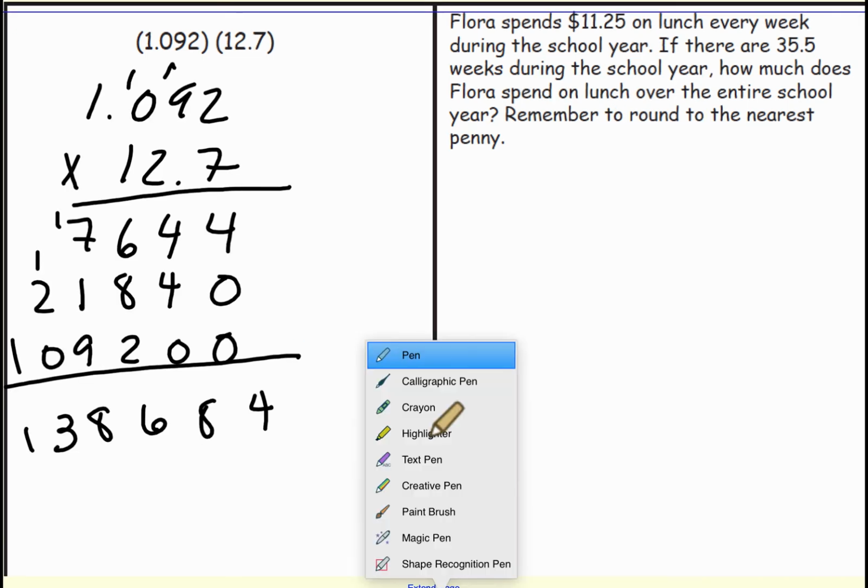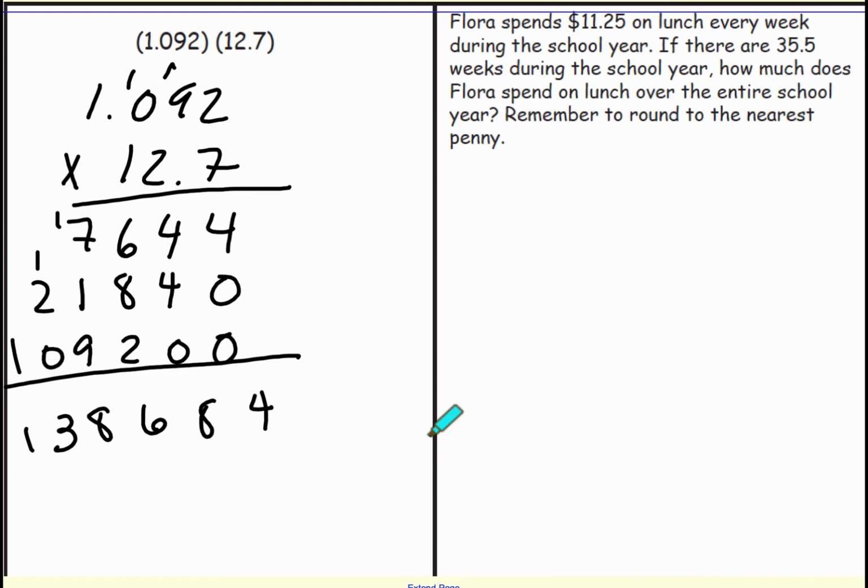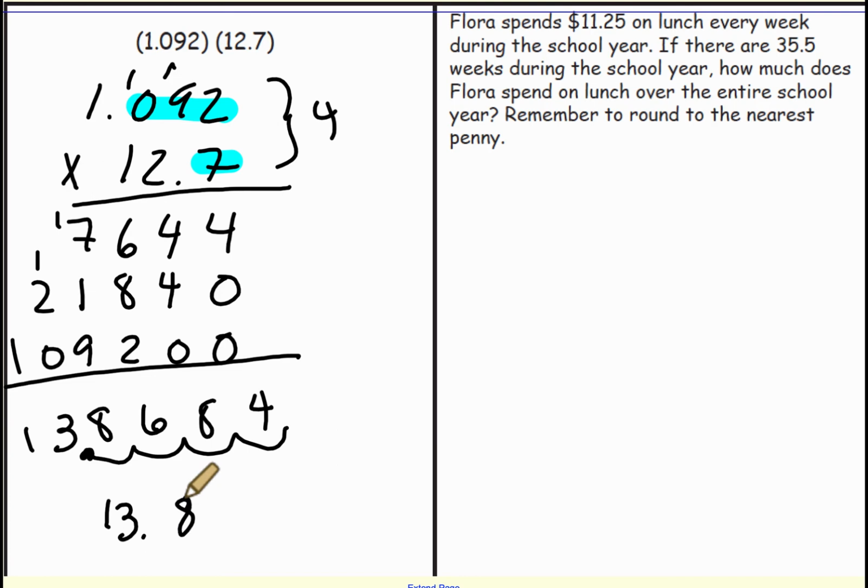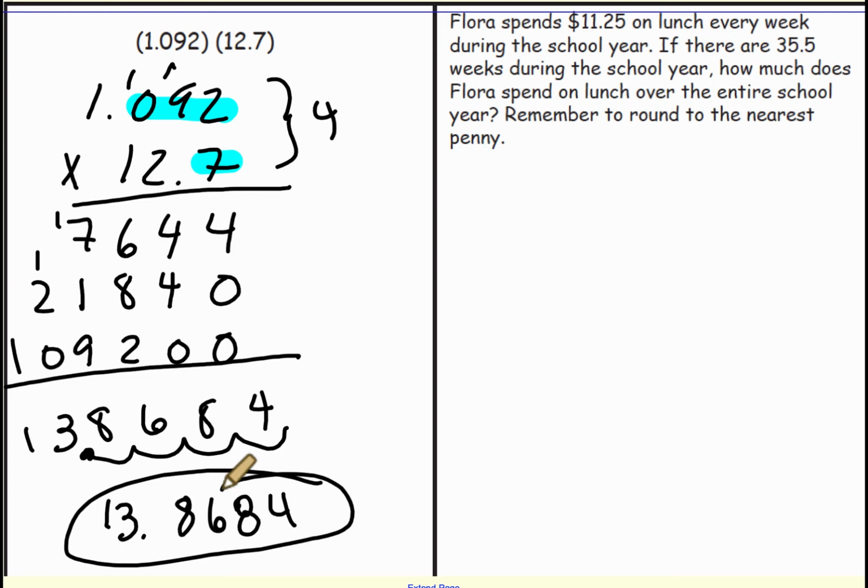And now we're ready to figure out where the decimal point should go. First we need to count the number of decimal places after the decimal point in each number. And so we get our total is 4. And then counting from the right, 1, 2, 3, 4, we get 13 and 8,684 ten thousandths as our product.